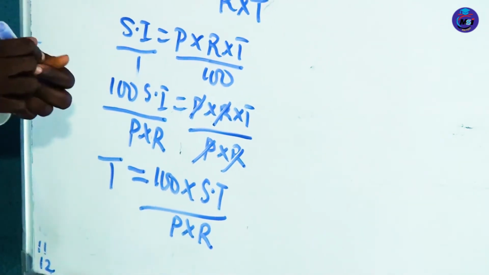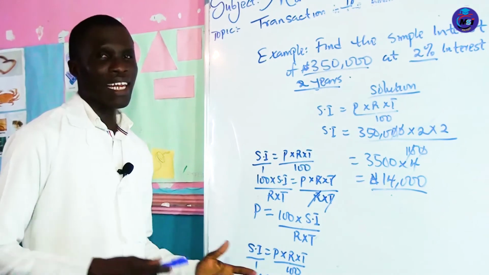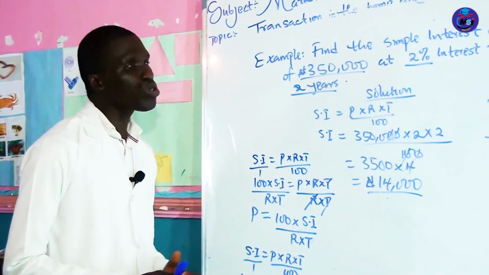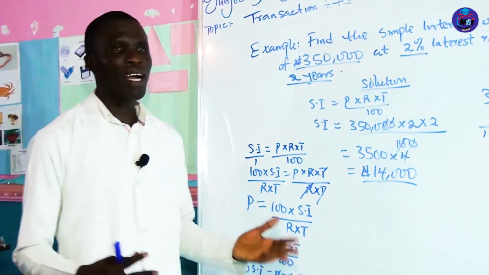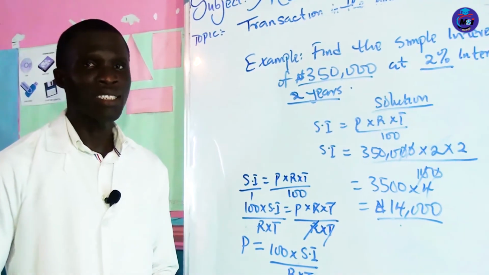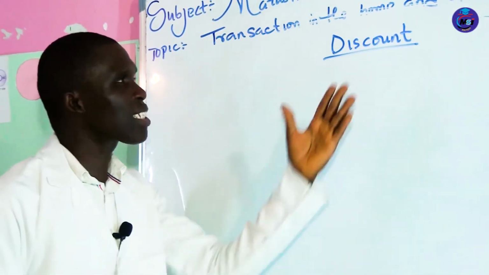So you can apply the same method in finding your R. And I believe that you will not find it difficult. Now let's go to discount. How can we find discount? Where can we apply discount? That is the next thing to do now. We are looking at discount.